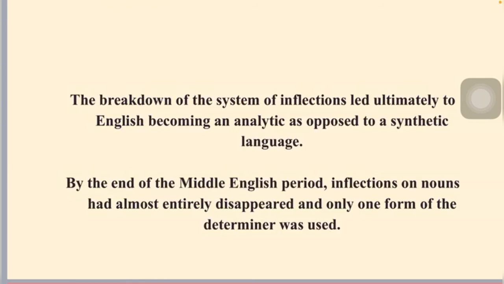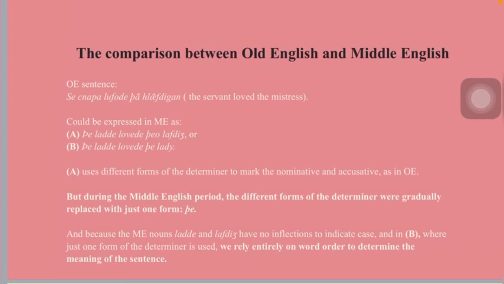The breakdown of the system of inflection led ultimately to English becoming an analytic as opposed to a synthetic language. By the end of the Middle English period, inflection on nouns had almost entirely disappeared, and only one form of the determiner was used. We'll take a look at the examples on the screen.